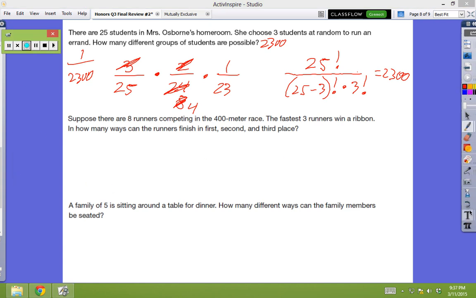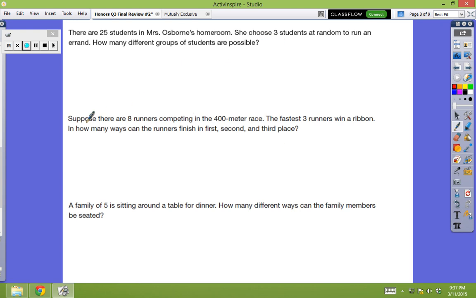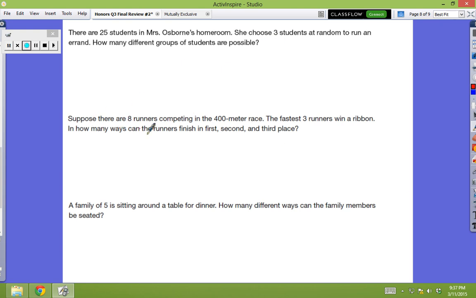Okay, the next one. Suppose there are 800 runners competing in a 400-meter race. The fastest 3 runners win a ribbon. How many ways can they finish first, second, and third? So first, second, and third.